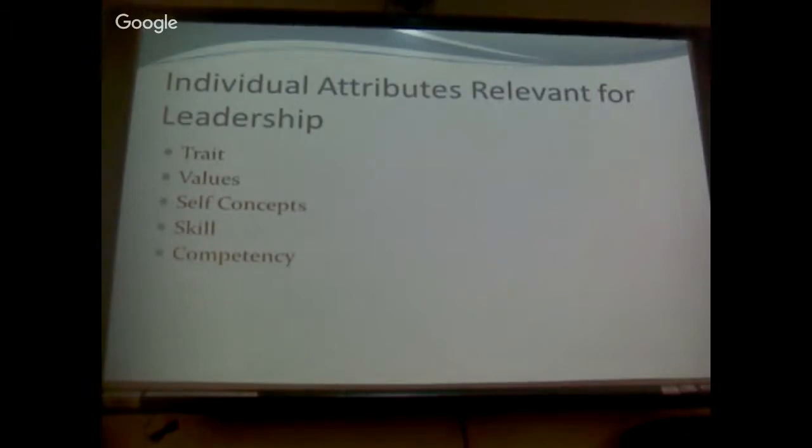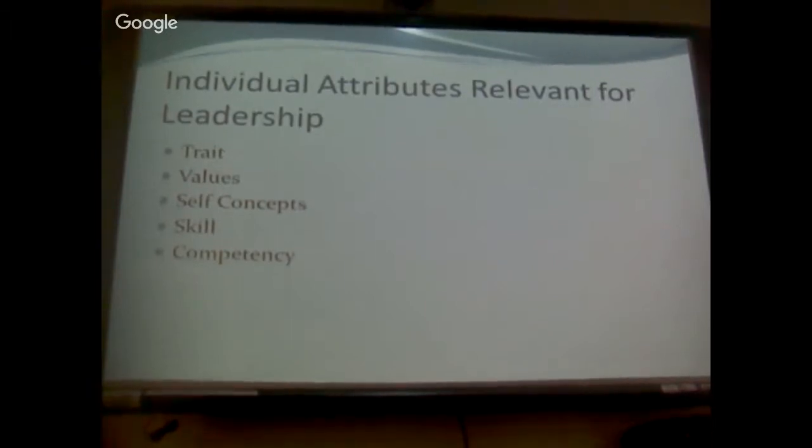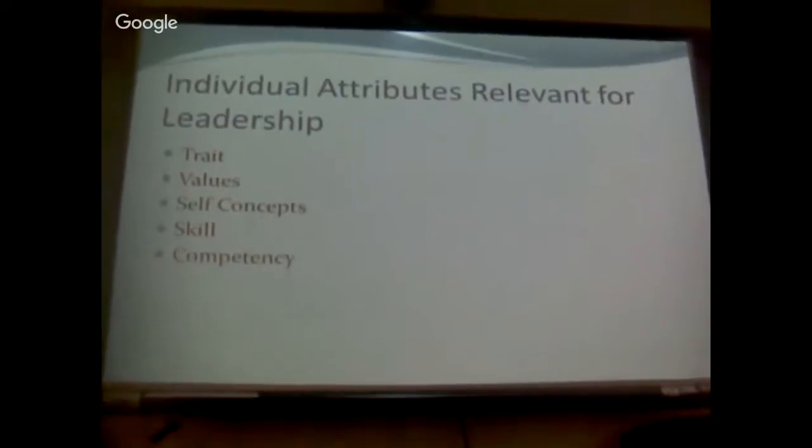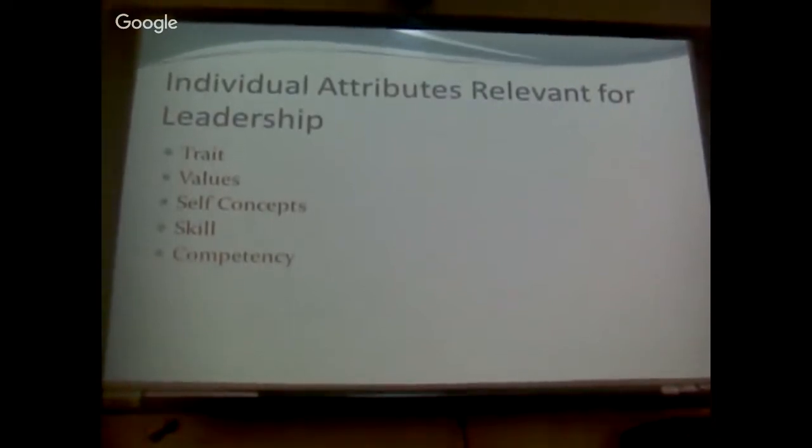Skill is going to be kind of an interaction where you're looking at the ability to make something happen, the ability to get something done. And then competencies: does somebody have the ability within a situation to affect some kind of outcome because of some kind of know-how or some type of ability to exercise multiple skills that they might possess?